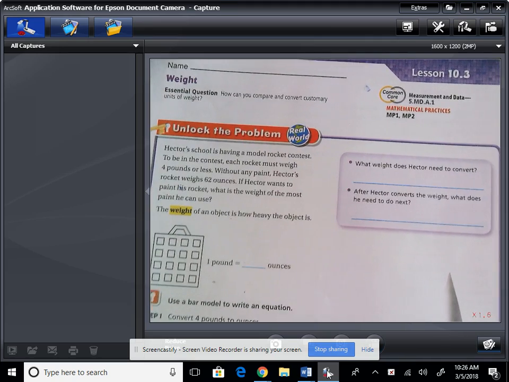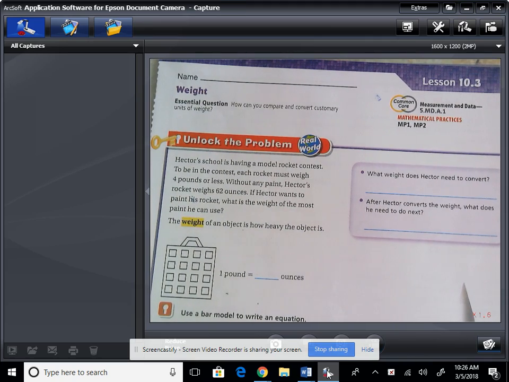Okay, guys, we're doing weight now. That's another customary measurement. How can we compare and convert customary units of weight?